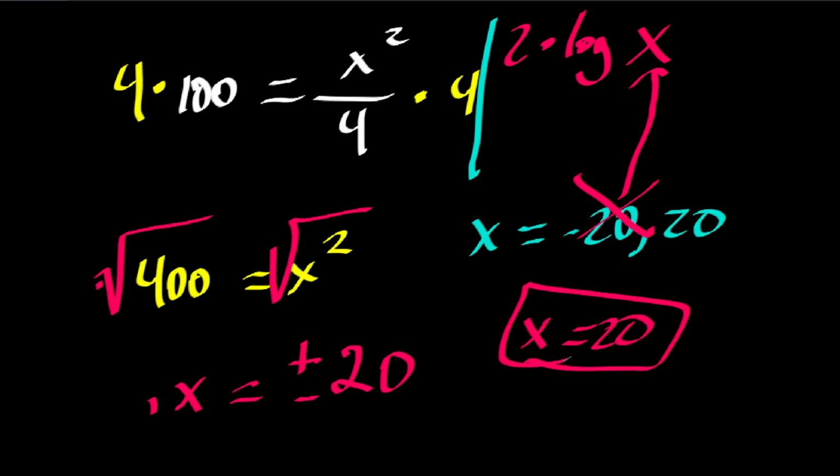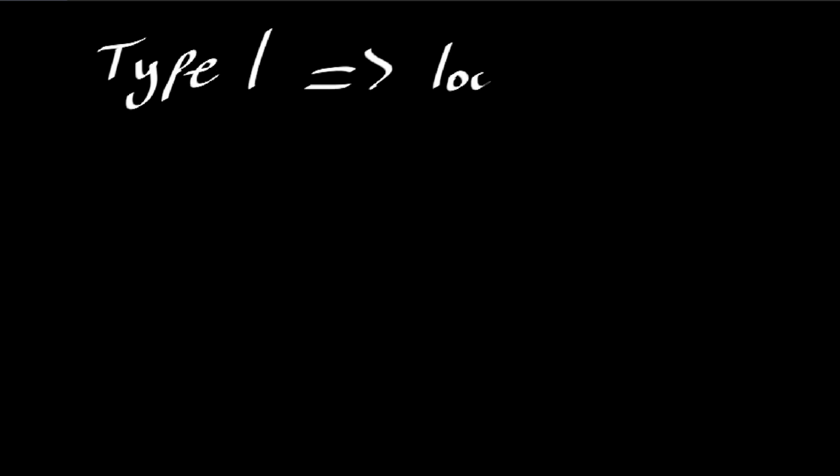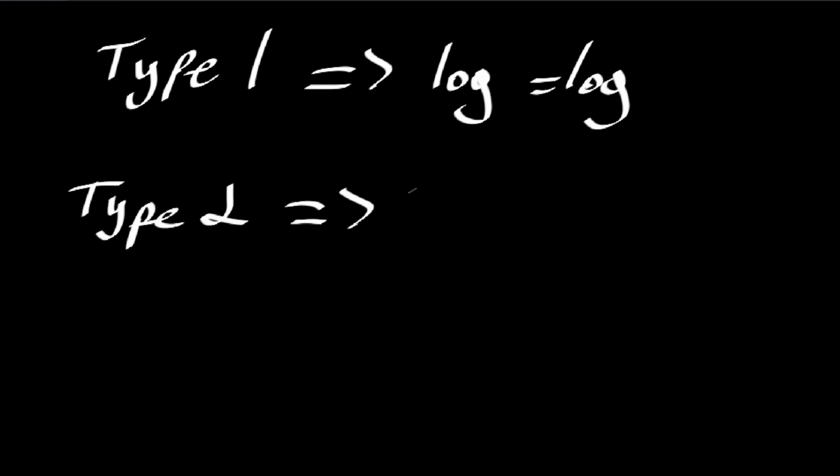So I know this last example was maybe a little bit more complex, but if you don't need it, who cares? You could skip through it. So remember there are 2 types of logarithmic equations. We have a log equal to a log, which means eventually you're going to be able to cancel those logarithms. And then type 2 is when you have a log equal to a number, which means you're going to need exponential form for that.